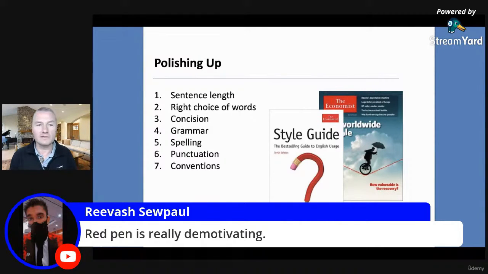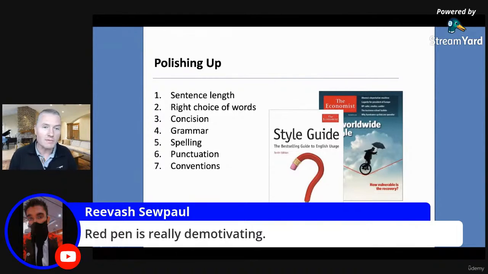The Economist, very amazing. They write about very difficult terms, but if you read their sentences, they follow all the principles that we've been talking about today. And they publish a style guide as well. And that's actually a very thin book, amazingly. You should just always have a copy of that handy.